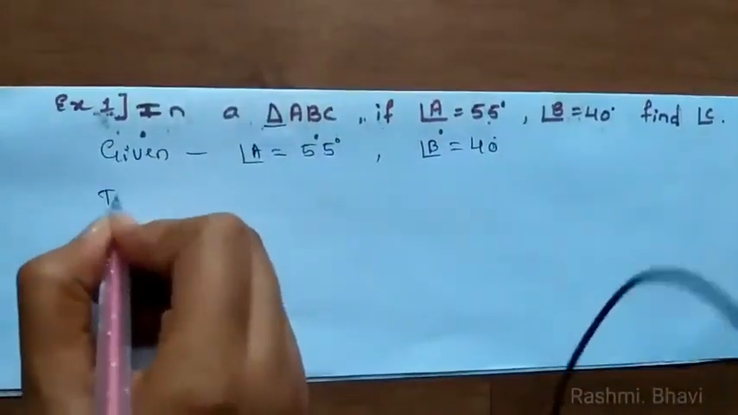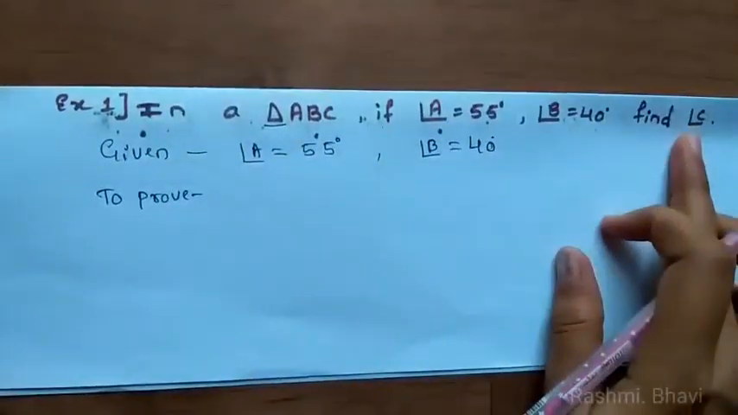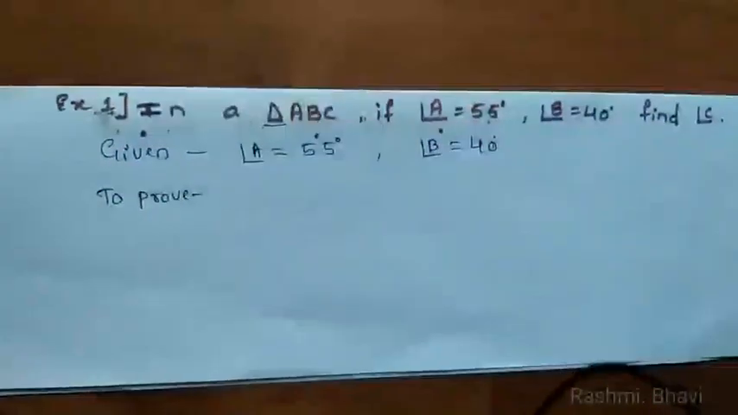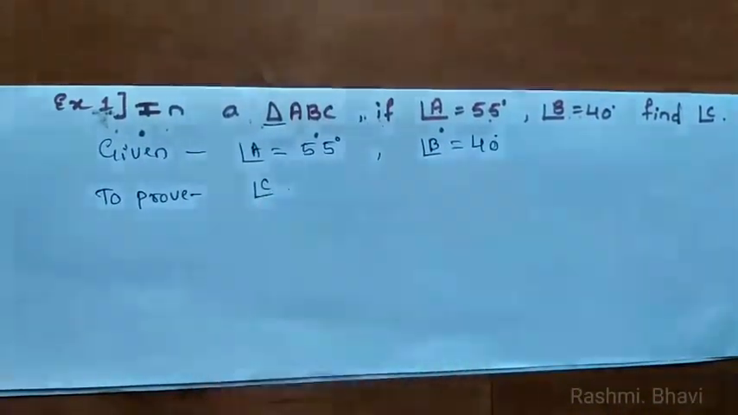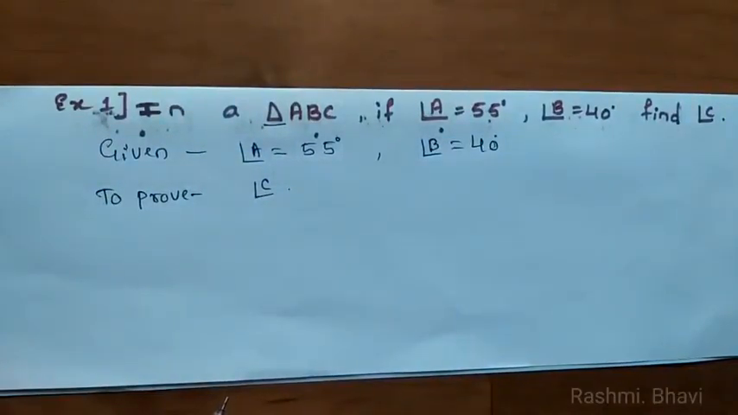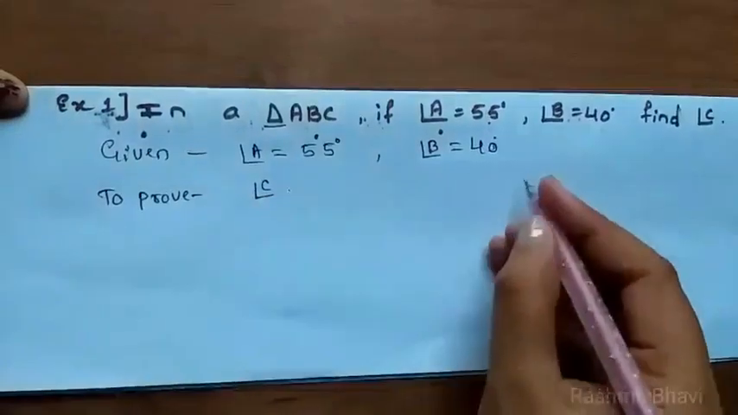What we have to find? To find angle C. To prove angle C. So for solving this question, we have to use the interior angle statement, that is, the angle sum property. The sum of the three interior angles of a triangle is 180 degrees. So first I will draw the triangle.